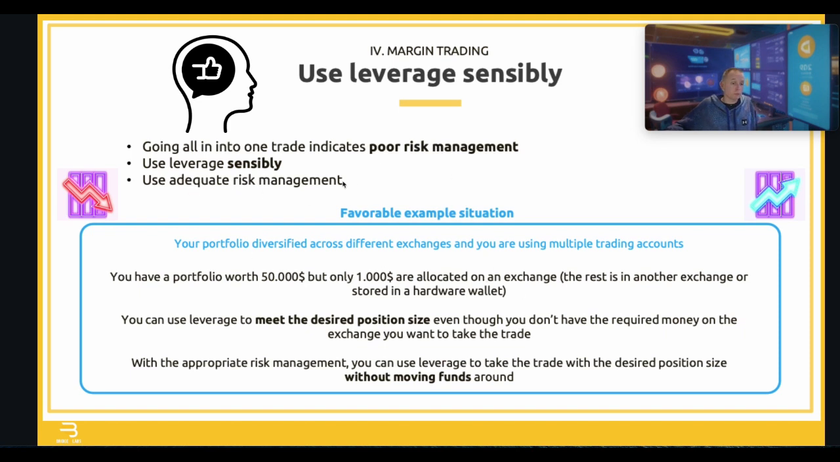Here's a favorable example situation. Your portfolio is diversified across different exchanges and you're using multiple trading accounts. You have a portfolio worth $50. That's me, right? But only $1 is allocated on an exchange. The rest is on another exchange or stored in a hardware wallet. You can use leverage to meet the desired position size even though you don't have the required money on the exchange you want to take the trade on. With the appropriate risk management, you can use leverage to take the trade with the desired position size without moving funds around. That's right, guys.